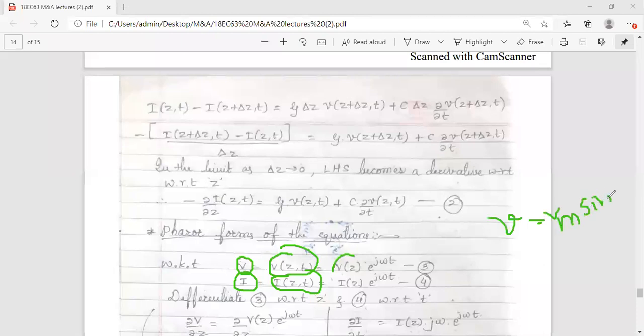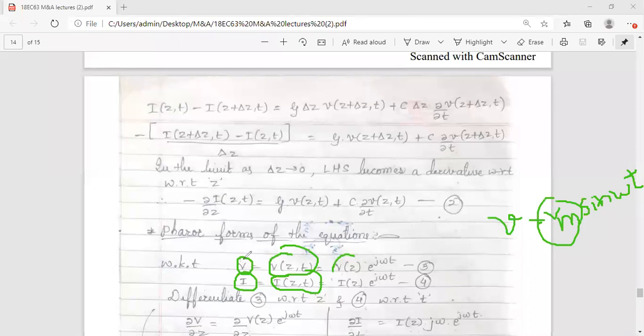phasor forms. You can see for transmission lines, they are not simply V and I, they are V of Z comma T, I of Z comma T. That is, it has got the electromagnetic wave. So whenever you take voltage V, it is actually Vm sin omega t, right? It has got in the space a sinusoidal wave with a maximum amplitude.